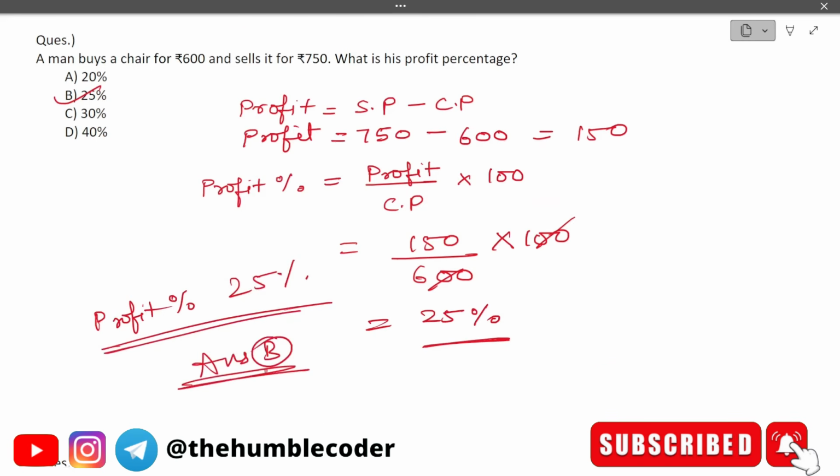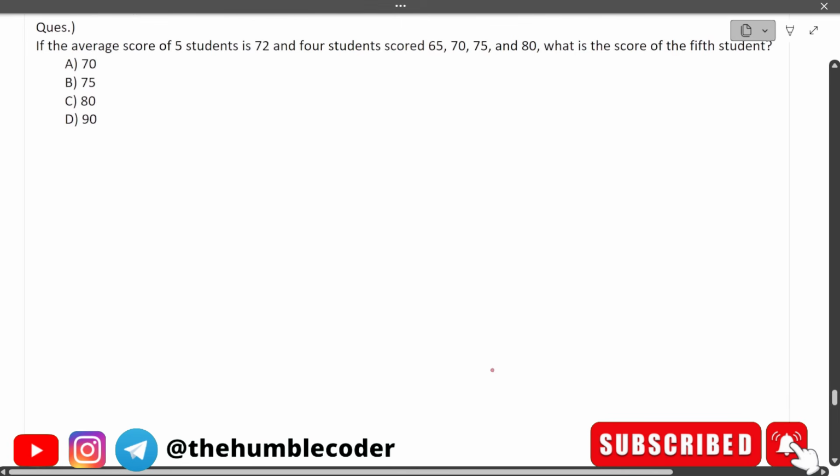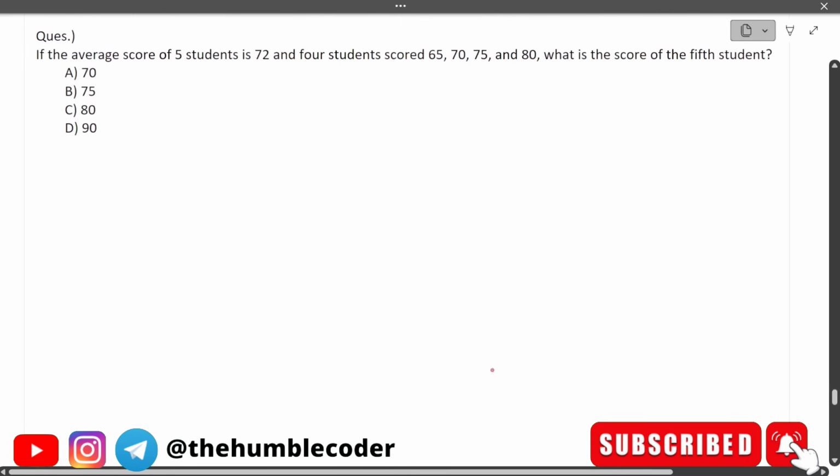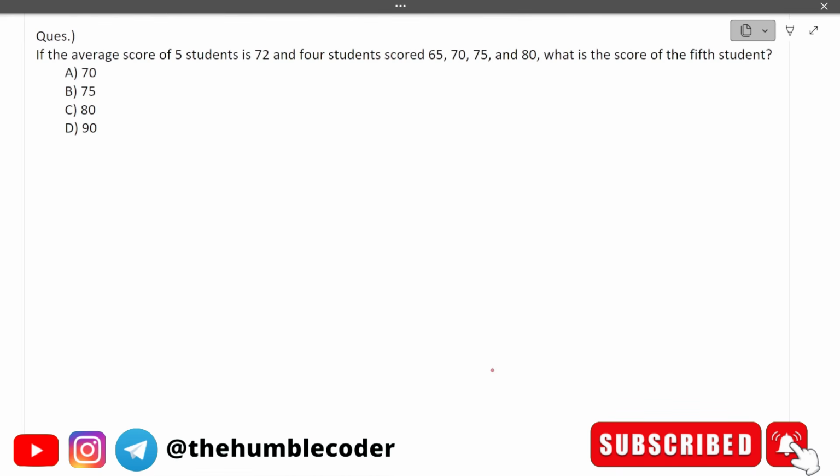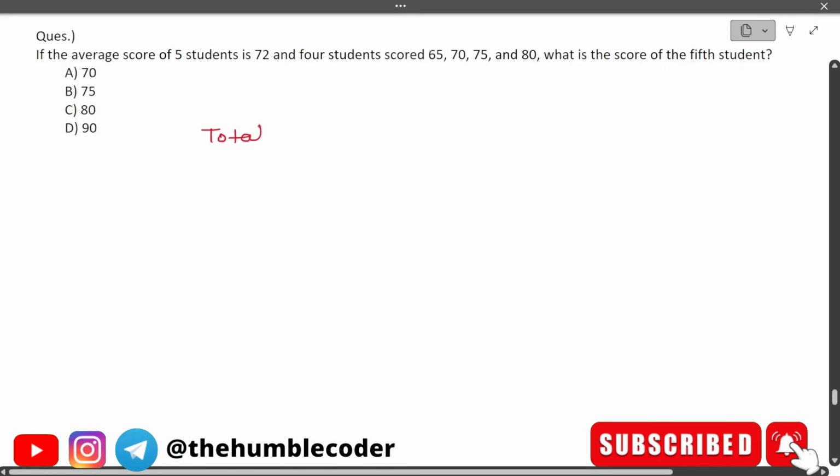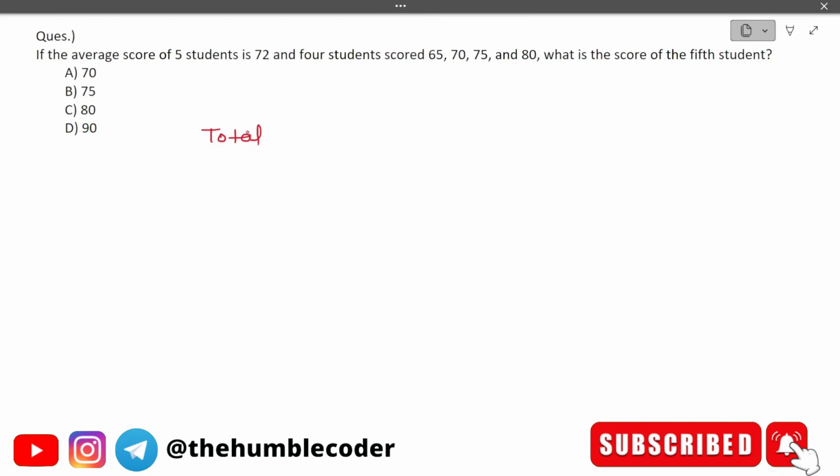Moving on to the next question. If the average score of 5 students is 72 and 4 students scored 60, 70, 75 and 80, what is the score of the 5th student? In order to solve this question, again, as I told you, we have already solved one of the questions related to average previously also. So total is equal to what?